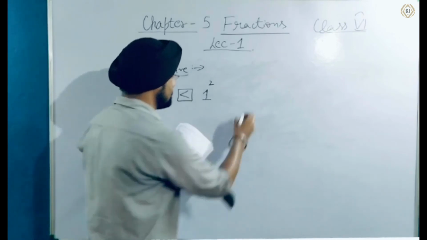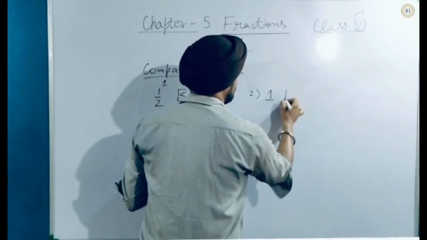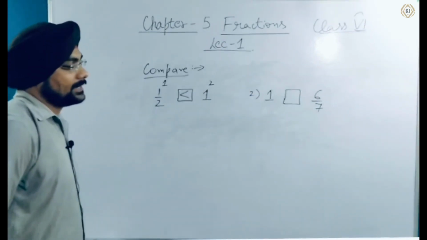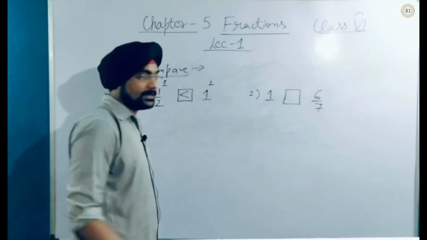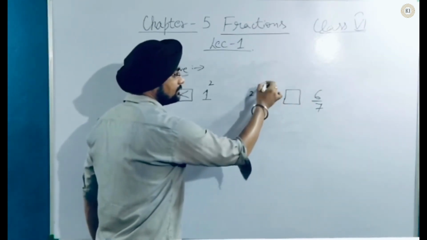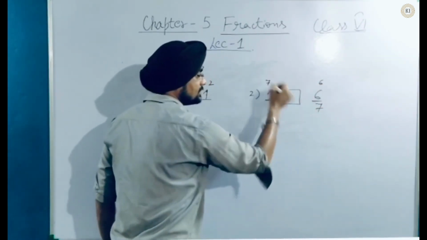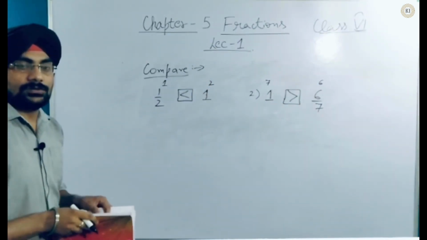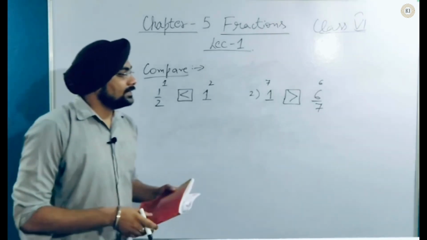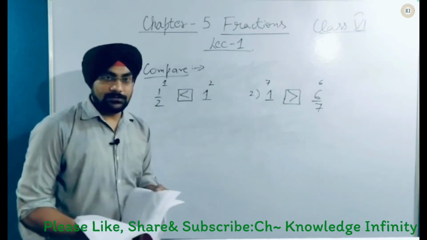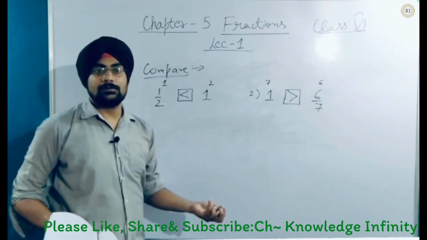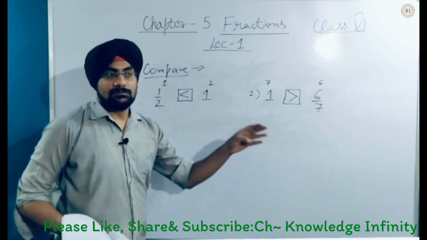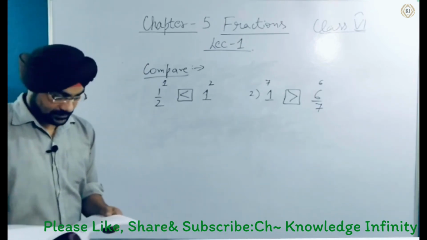Second case: 1 and 6 upon 7. Now we have to compare which value is greater. Again we cross multiply. So 7 into 1 will be 7. 6 is left here. 7 is always greater. So 1 is greater than 6 upon 7. By this we notice that 1 is always greater than a proper fraction, because I have told you that in the case of a proper fraction, when we divide, it always comes between 0 and 1. So 1 is always greater than the proper fraction.